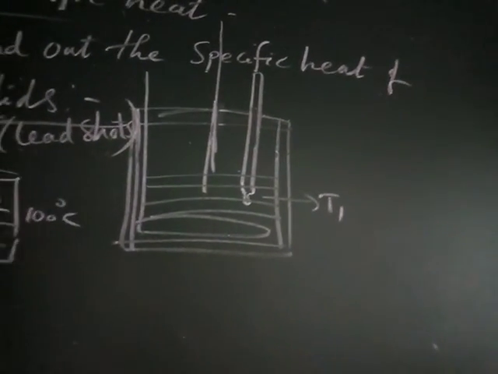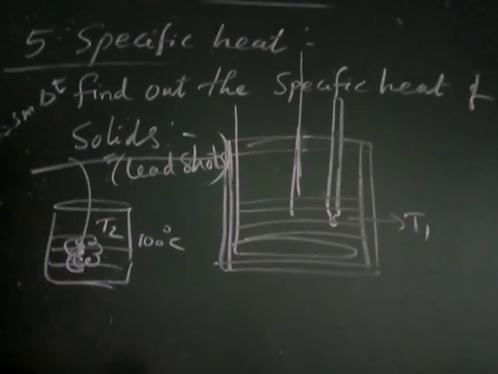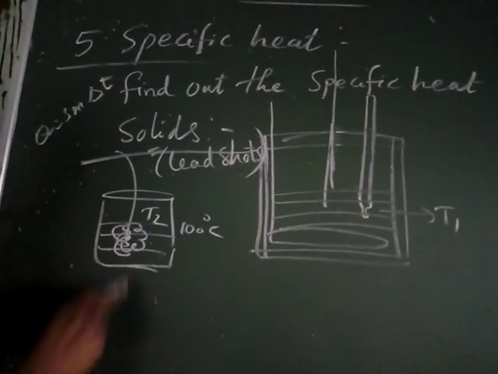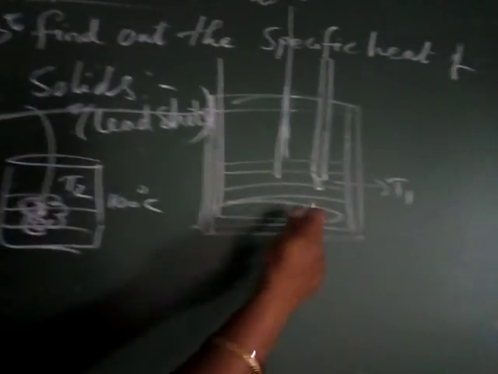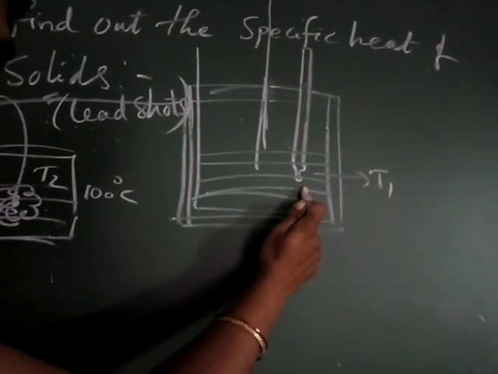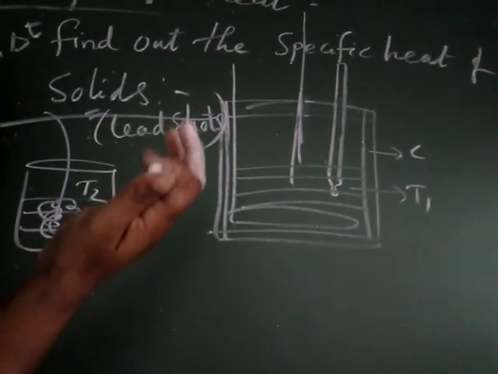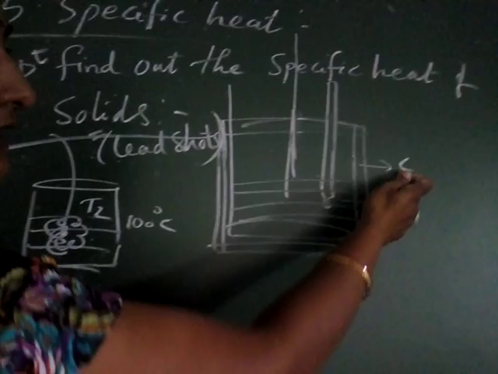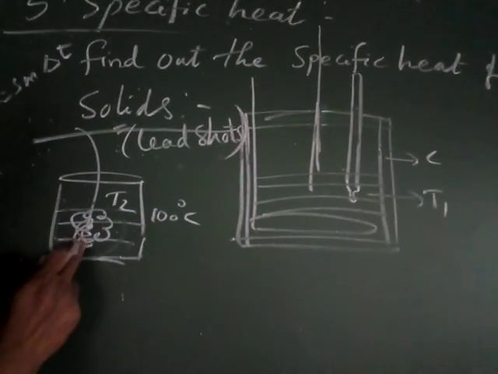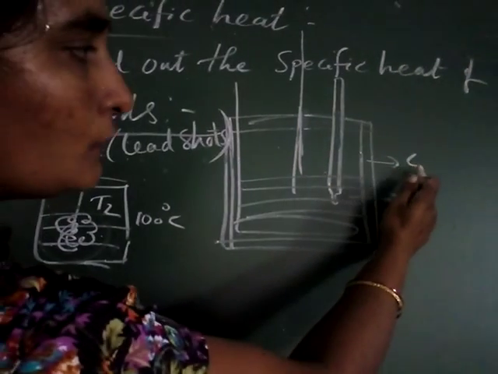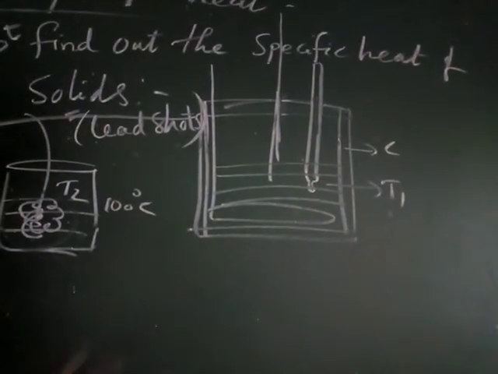Here all children have to know how many substances are present in your activity. Three substances. One is lead shots. We have to find out the specific heat of lead shots only. Another one is water, which acts as a colder body here. And another one is the calorimeter. Yes or no? The calorimeter can also absorb some heat energy. That's why it is also taken as a substance. Here three substances are there. One is the hotter body, that is the lead shots. Here the colder bodies are two. What are those? Calorimeter and water. Calorimeter and water are the colder bodies here.